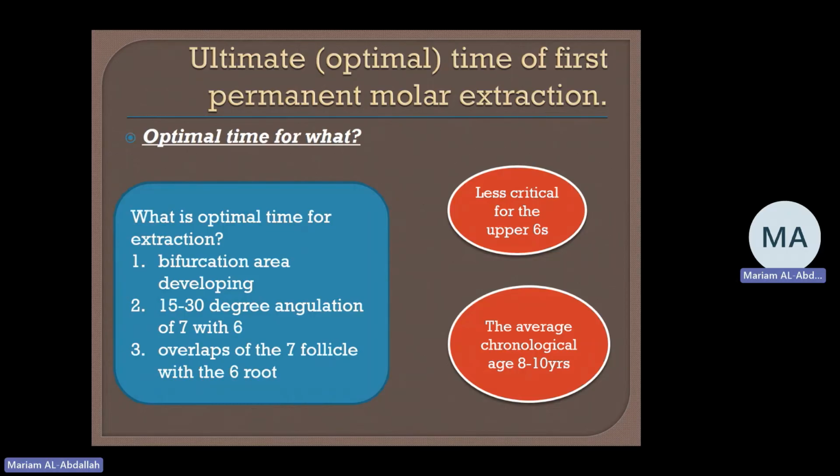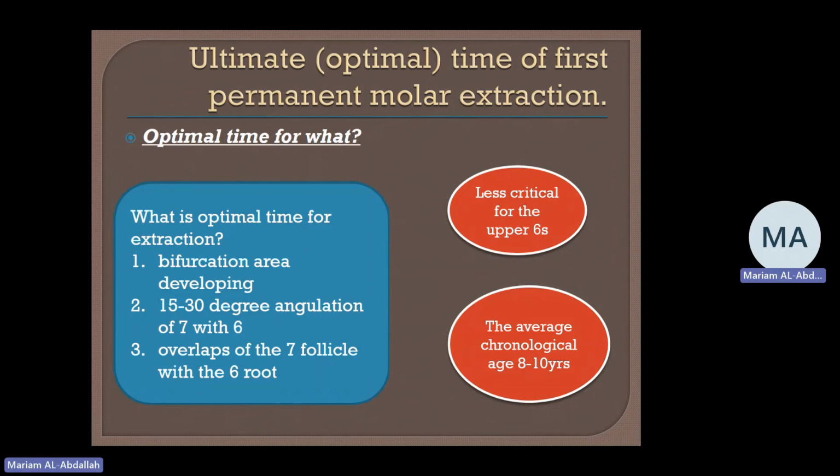Okay. Now, what are the criteria for the optimal time? Of course, these are things that we look at on a radiograph, on an OPG. Number one, we need to look at the bifurcation area of the 7, just starting to calcify. And then the angulation between the follicle of the 7 compared to the 6 should be around 15 to 30 degrees. And then we need to have the follicle of the 7 just overlapping the distal root of the 6. These are the ideal criteria for the optimal time.